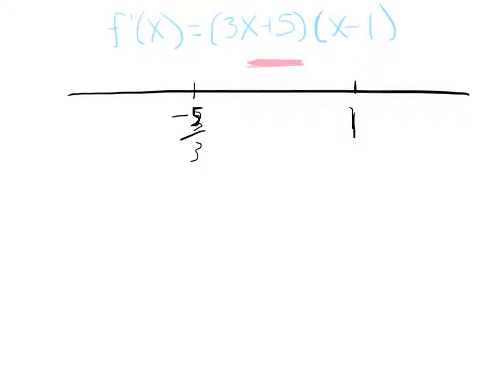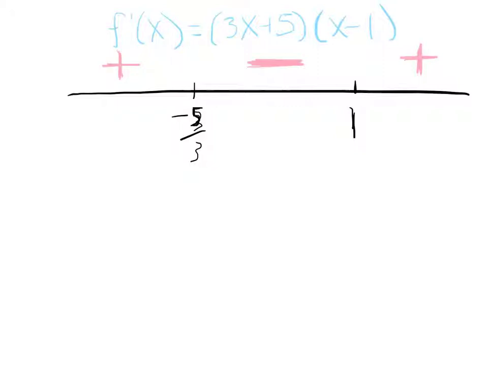Let's take 2 on this side, plug that in, and we find that this is positive, and so is this. Therefore, this is positive, and we mark it as such. Let's take negative 2 on this side, and we find that this is negative and this is negative. Therefore, this is positive.